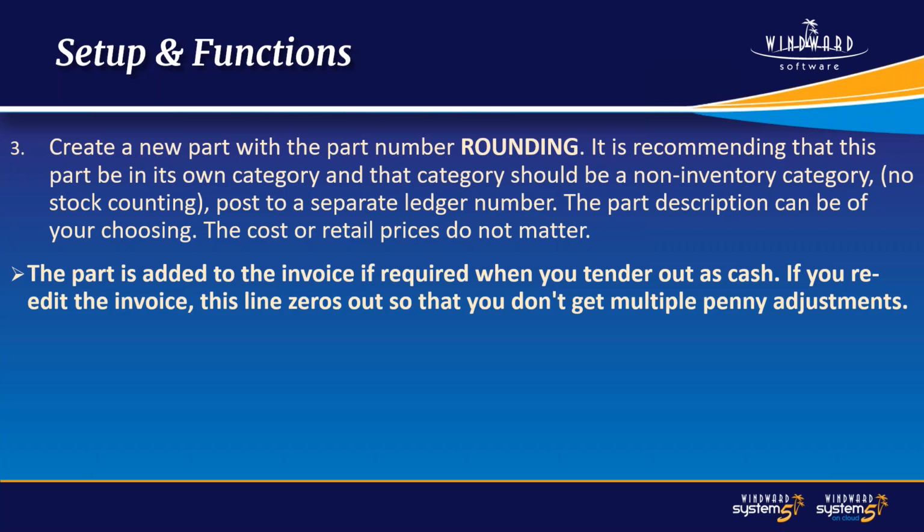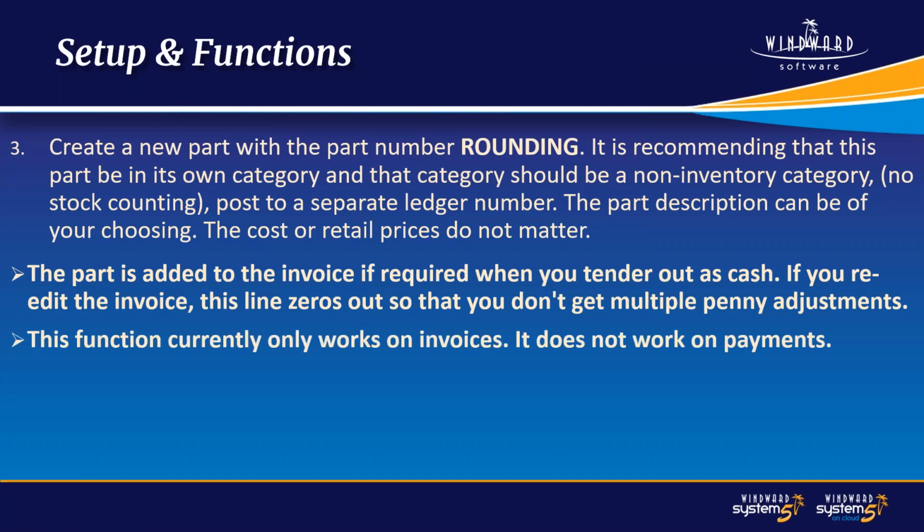so that you don't get multiple penny adjustments. Let's say we're done finalizing the invoice and there is a rounding. When you close it and you open it, the rounding part has zero quantity. It's actually because the system doesn't want you to get multiple rounding part numbers on the invoice. We just need to add the quantity again and close the invoice. I will show you on the live demonstration later on.